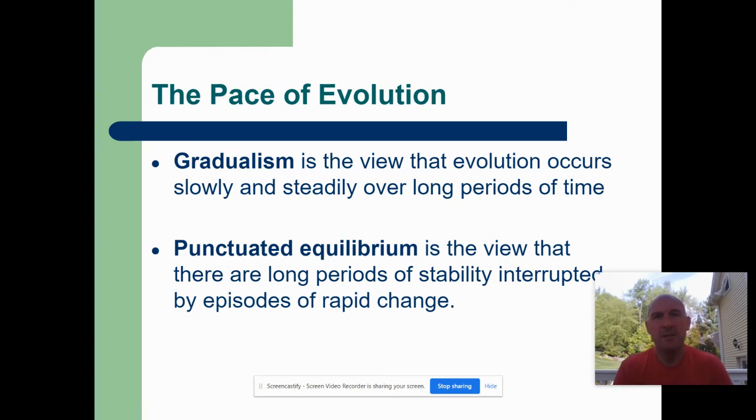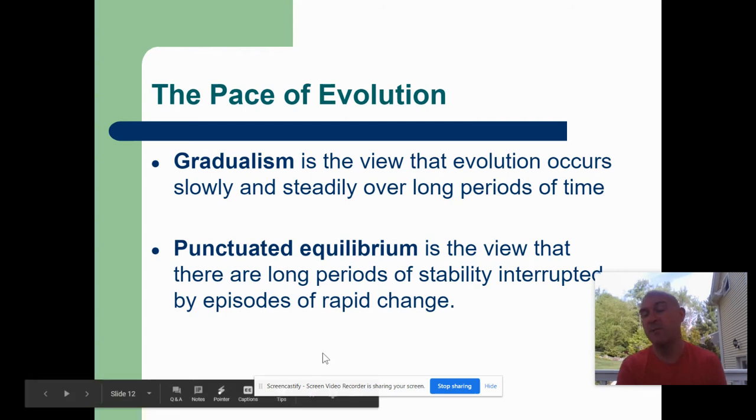Other scientists started looking at it and saying, well, no. It actually looks like there's very little genetic change for long periods of time. But then all of a sudden, the environment changes and causes this drastic, quick, rapid evolution. So this is punctuated equilibrium. You have long periods of equilibrium that are punctuated by very brief but drastic times of natural selection. So punctuated equilibrium is a view that there are long periods of stability interrupted by episodes of rapid change.